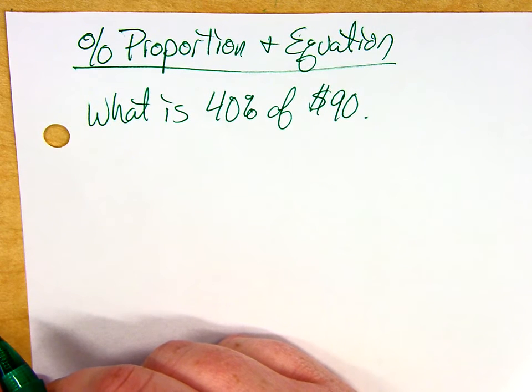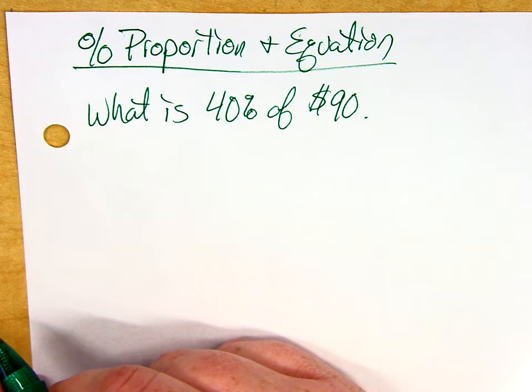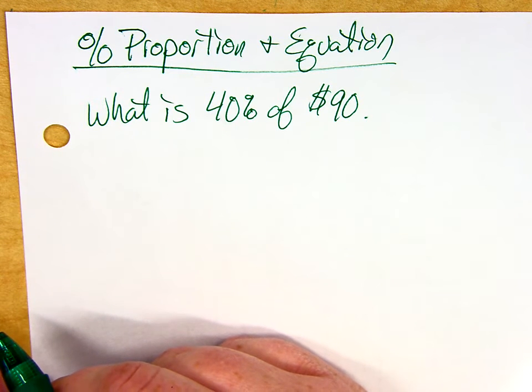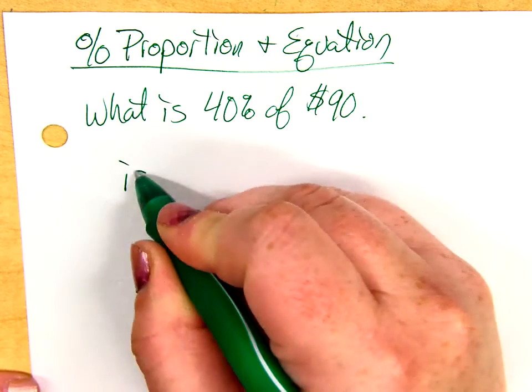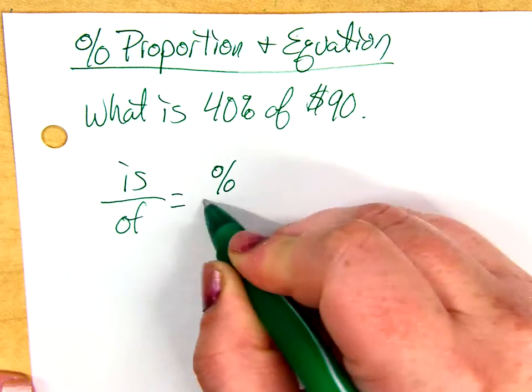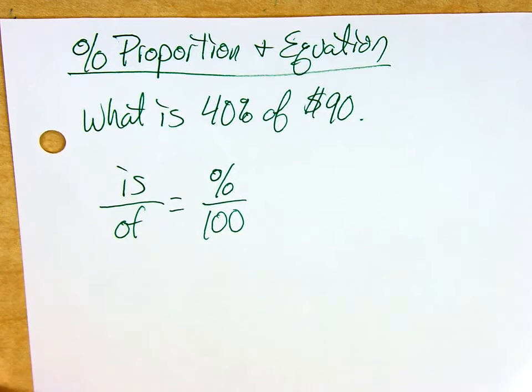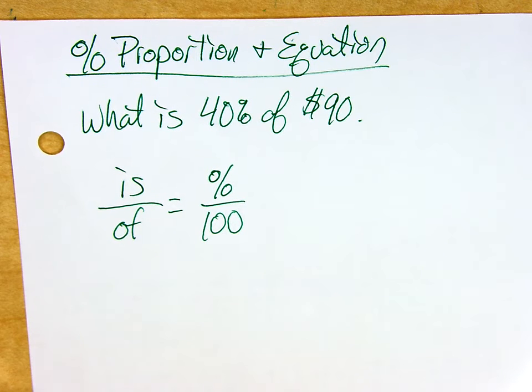So let me show you how to do is over of equals percent over 100. First of all, let me save you. What even is that? It's a proportion. And it literally looks like this. Is over of equals percent over 100. This is called the percent proportion.